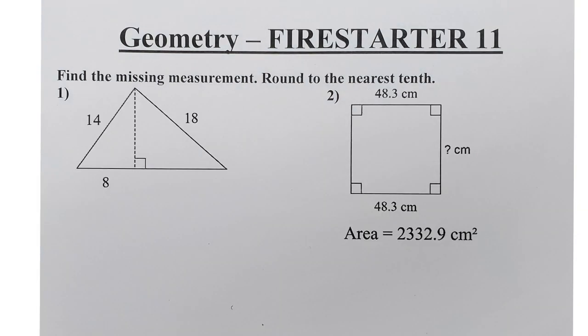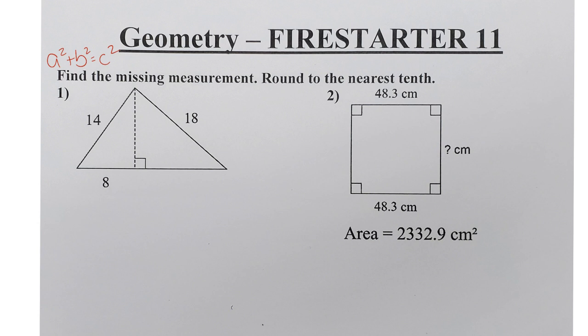Alright, so once again we're doing another find the missing measurement for Firestarter 11. The keyword is water bottle. The first one is going to be using our a squared plus b squared equals c squared. The second one is going to be using the area.